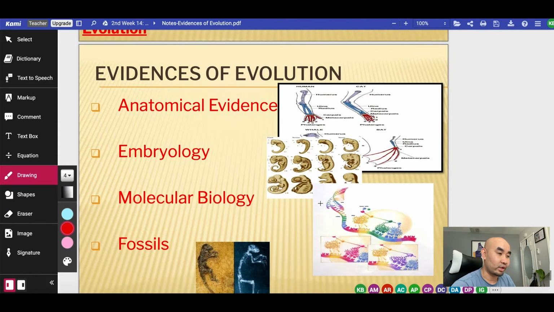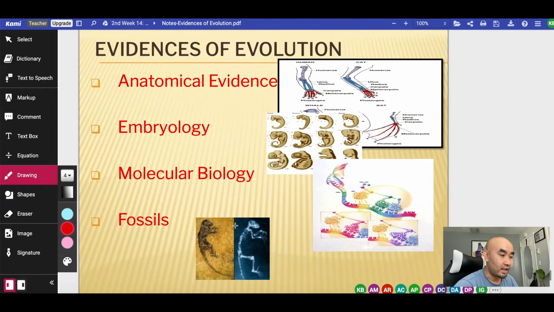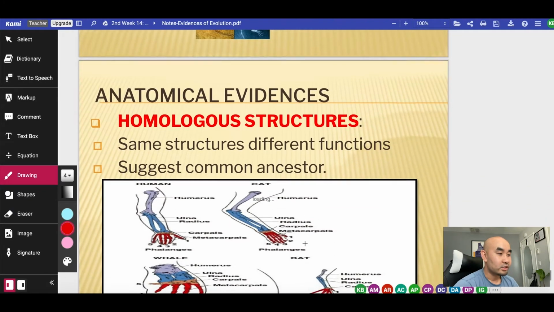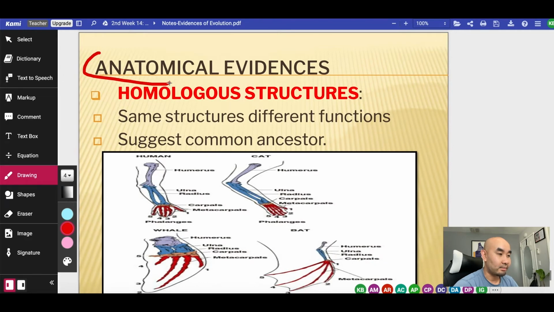So there are four that we're going to focus on today. One is what we call anatomical evidence. The other one is what we call embryology. And then molecular biology, which is like genetics, DNA, RNA, protein. And then, of course, the oldest evidence would be what we call fossils, right? Using fossils to study. So the first thing is what we call anatomical evidence, right?